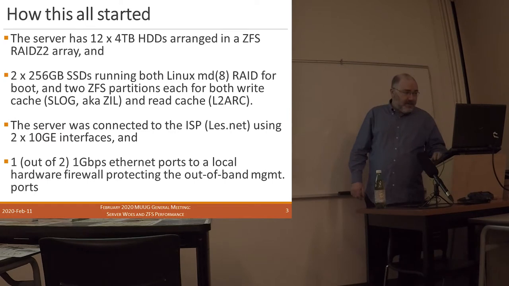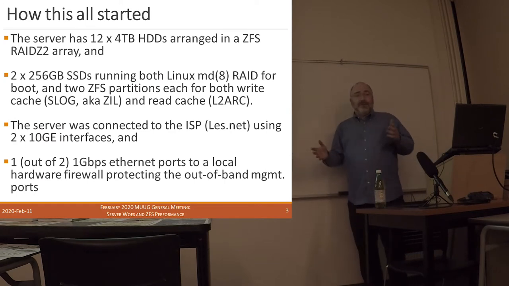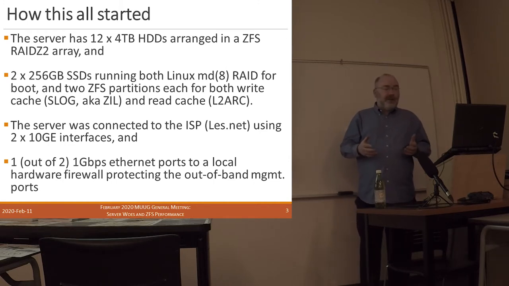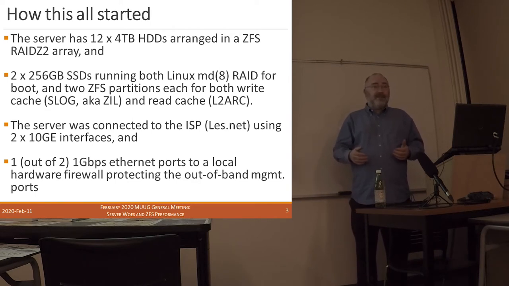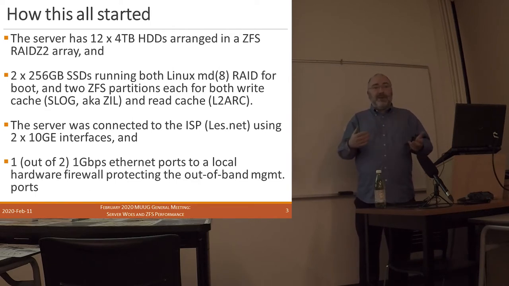So how this all started. First, some background on the server. The Muug server has 12 spinning hard drives, 4 terabytes each, arrayed in a ZFS RAID Z2 array. This is roughly equivalent to RAID 6. So we can survive 2 drive failures.